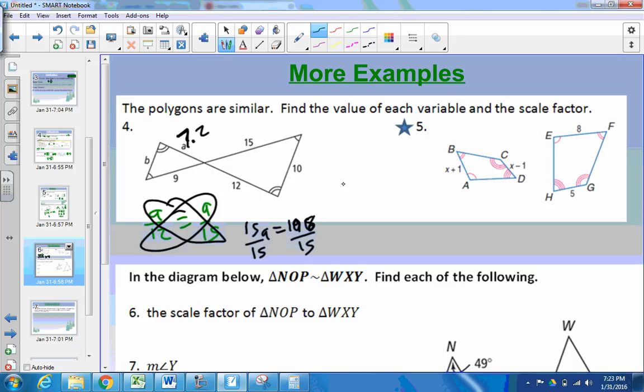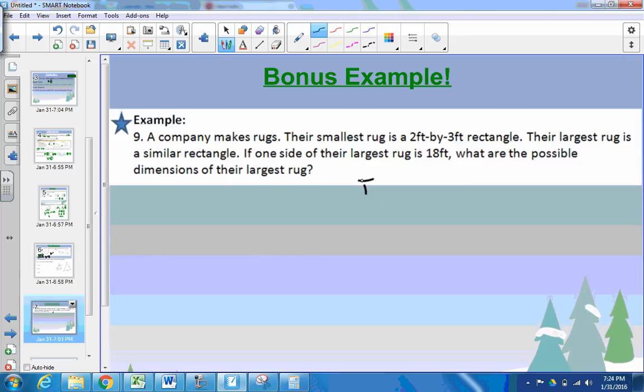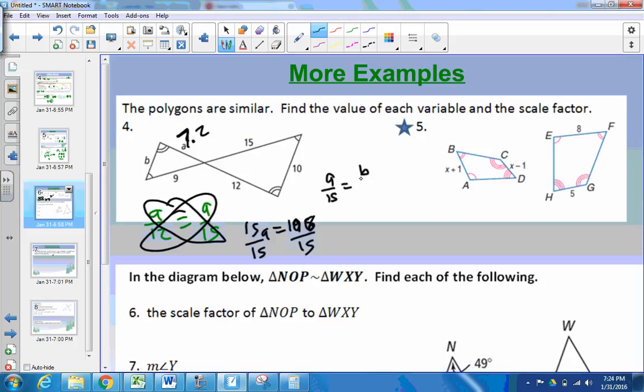With B, we'd have to do the same thing. We can use 9 over 15 again, equals... actually, it'd be b over 10. Sorry. When we do cross products, we'd have 15b equals 90. Divide both sides by 15, so b equals 6. So we got the missing parts there. And the scale factor there is 9 to 15, which would reduce to 3/5.